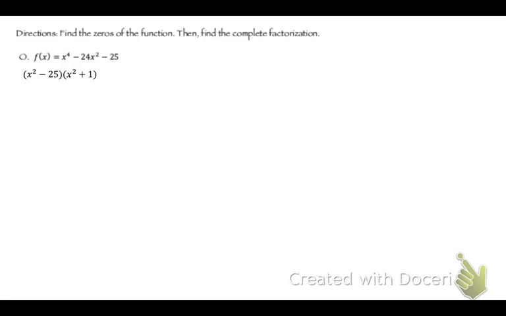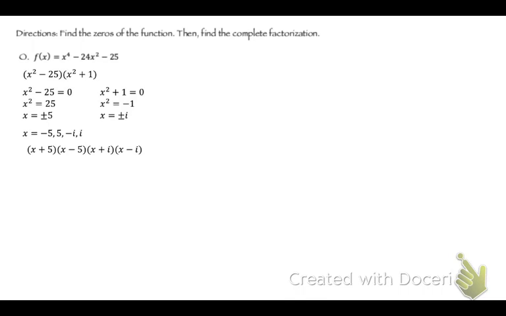So this one factors to x squared minus 25 and x squared plus 1. So we need to find the zeros and then find the complete factorization. So I'm going to first find my zeros, add that 25 over, square root both sides, and I get x equals plus or minus 5. Here I'm going to subtract that over, square root both sides, and I get plus or minus i. So this is going to be x equals negative 5, positive 5, negative i, and positive i. So that's x plus 5, x minus 5, x plus i, and x minus i.